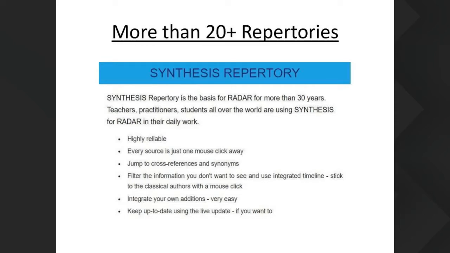You'll be getting Synthesis in Radar Opus. The Synthesis repertory has been the basis for Radar for more than 30 years now. Teachers, practitioners, and students all over the world use Synthesis for Radar in their daily work. It is highly reliable. Every source is just one mouse click away. You can jump from one cross-reference to another. You can filter the information you don't want to see and use the integrated timeline. Stick to the classical authors with a click of the mouse. Integrate your own editions as well. It is very easy in the software, and you can keep up to date using the live updates if you want to.